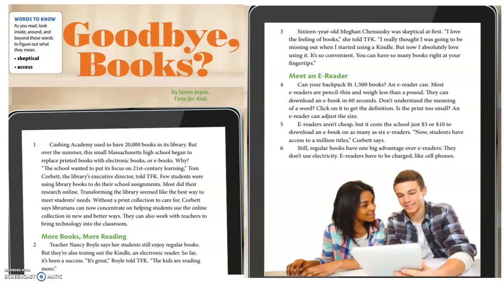E-readers aren't cheap, but it costs the school just $5 or $10 to download an e-book on as many as 6 e-readers. Now students have access to 1 million titles, Corbett says. Still, regular books have one big advantage over e-readers. They don't use electricity. E-readers have to be charged like cell phones.